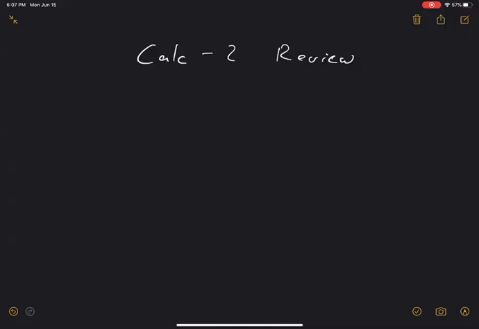So first, some policy stuff. The test is going to work the exact same as test one, even down to the number of questions. I attempted to make it fewer questions this time, but then my boss said, no, keep it the same number of questions. So even down to the number of multiple choice and free response questions, it's going to be the same.